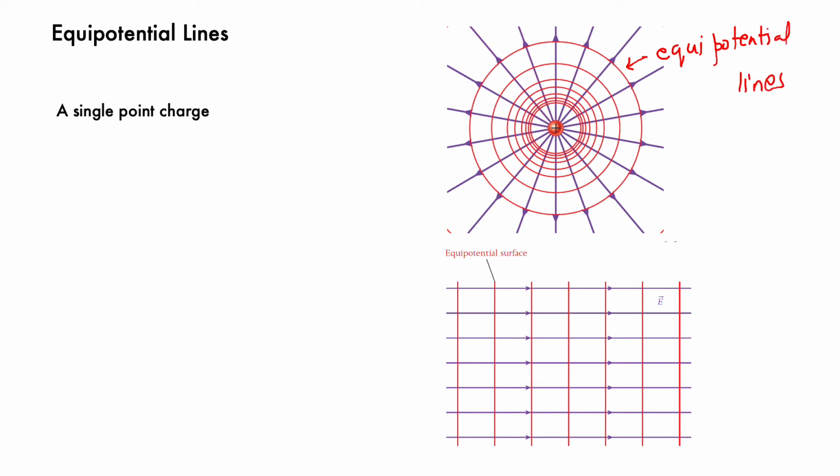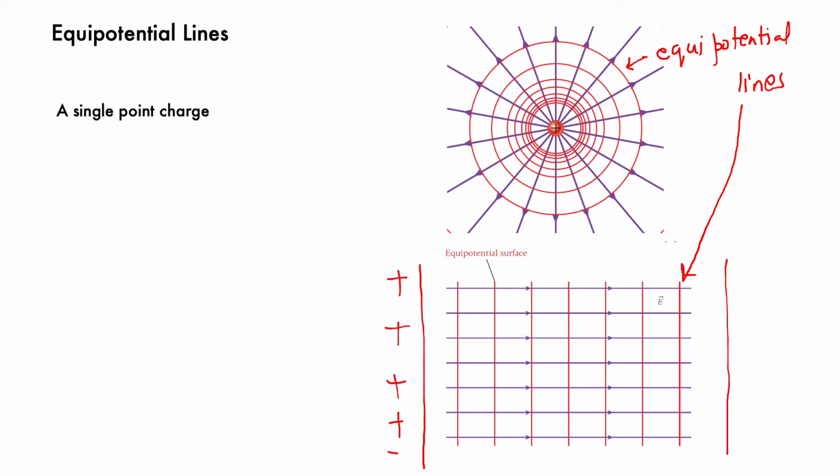So this is for a point charge, and this is for when you have plates of charges. For example, on one side you have a positively charged plate, and on the other side you have a negatively charged plate. In that case, the electric field lines will be from positive to negative, which we know from the previous class, and the equipotential lines or surfaces would be perpendicular to these electric field lines.